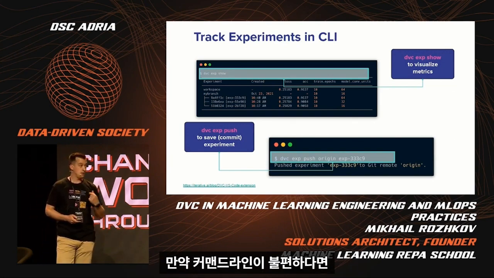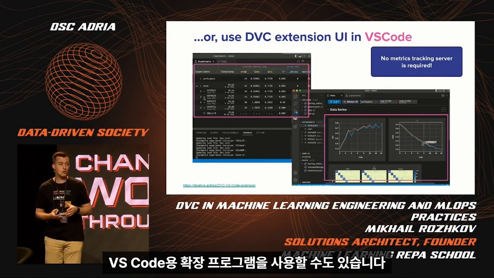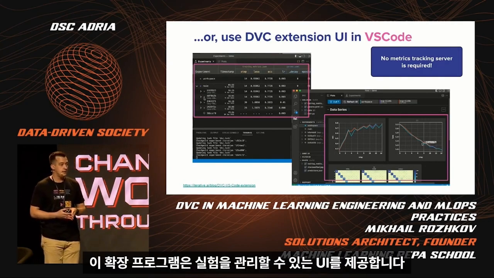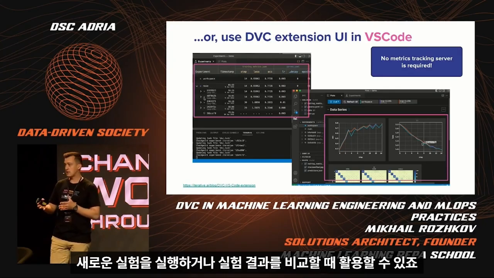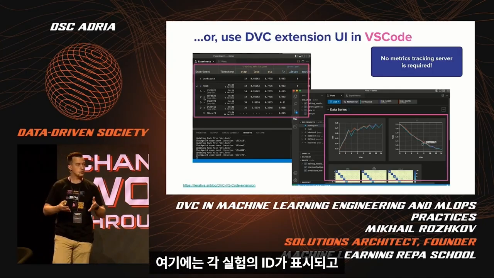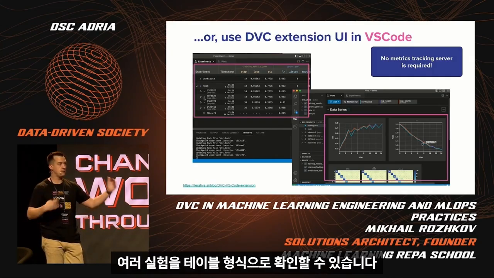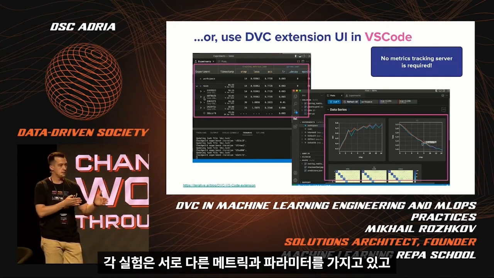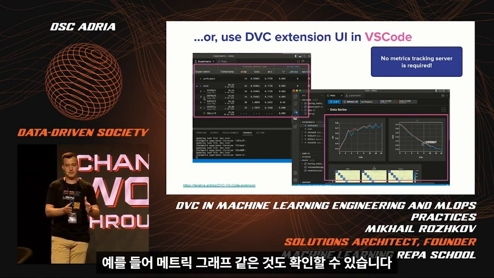But if you don't like the command line interface, you may use the extension for VS Code. This extension is actually a UI to manage your experiments, to run your new experiments, and do this experiment comparison. Inside your VS Code IDE, you can see these tables with different experiments you run, with different compare metrics and parameters, and even visualize some plots for your metrics, etc.